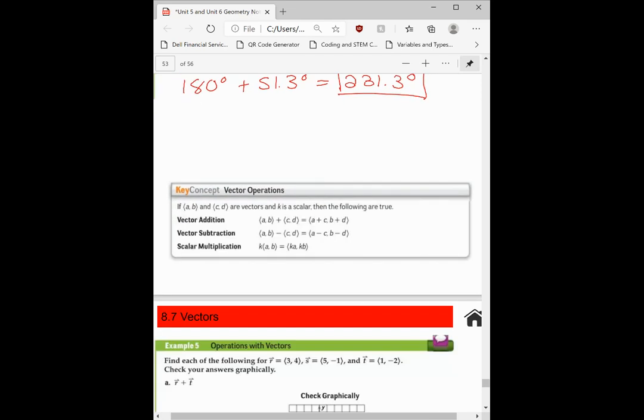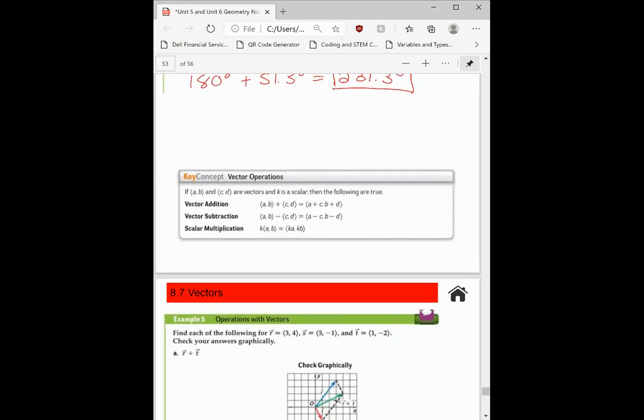Okay. Let's look at a key concept. If vector AB and vector CD are vectors and k is a scalar, then the following are true. So we're going to talk about scalar addition, subtraction, and multiplication.